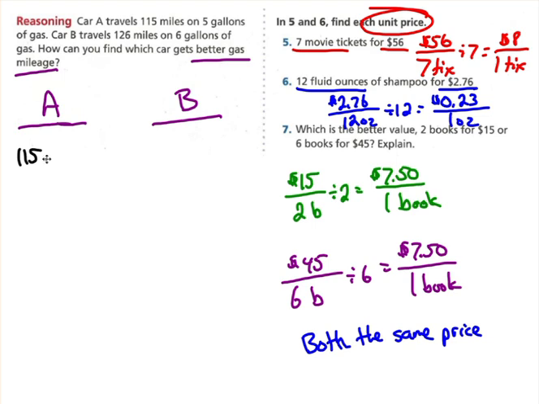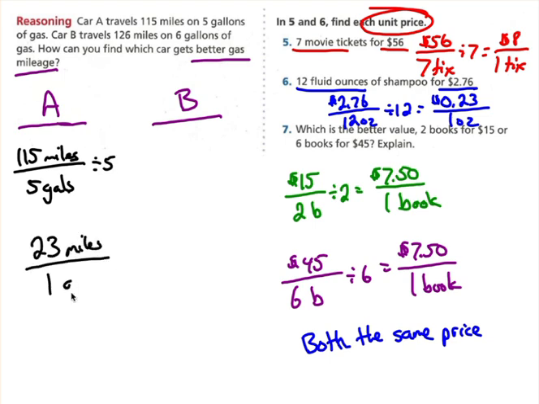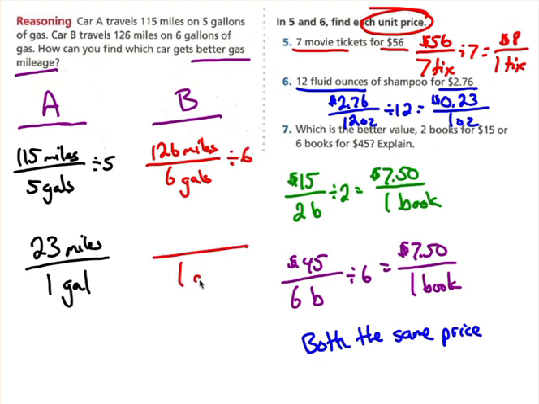So 115 miles over 5 gallons. I'm going to divide by 5, and I get 23 miles for 1 gallon. That's car A. Car B is 126 miles for 6 gallons. So we always divide by that denominator, divide by 6, because I want to know the price for one, or how many miles for 1 gallon. Here I get 21 miles to the gallon.